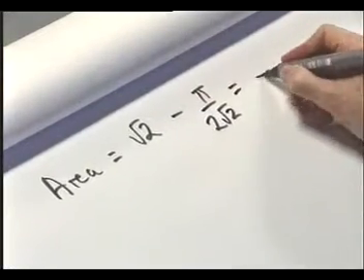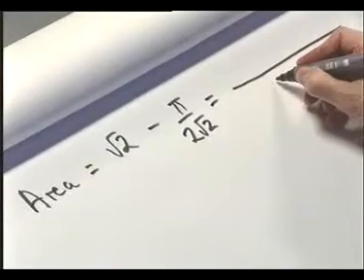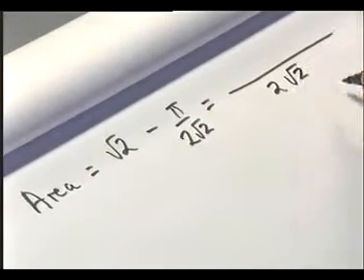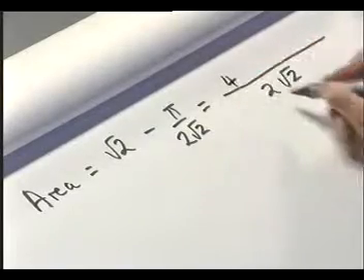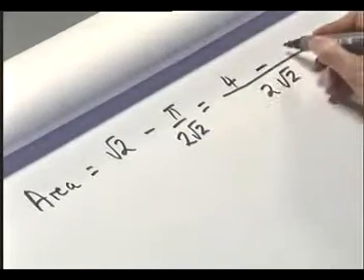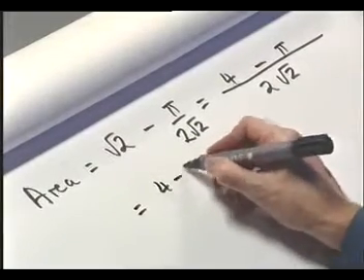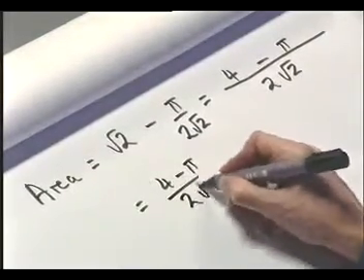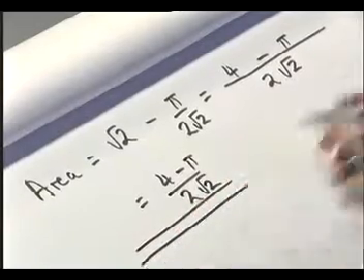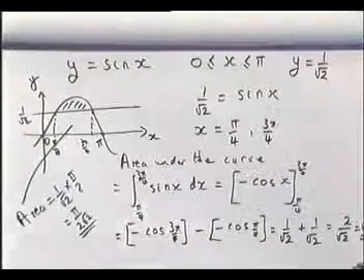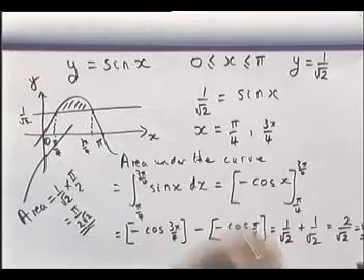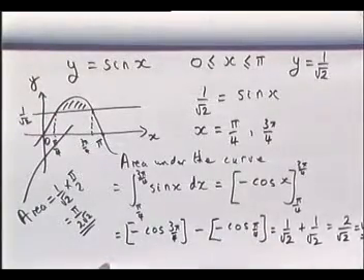And put all that over a common denominator of 2 root 2, which makes this 4 minus pi. And I think we'll leave that as that. And that's the area that's contained in there between the straight line and the curve.